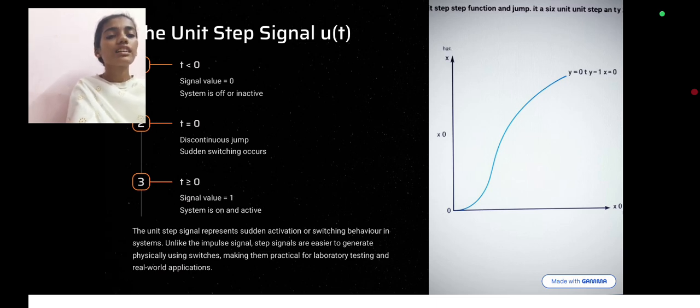Here we can see the unit step signal u of t, where the y axis contains h of t. At t less than 0, the system is off. Here we can see that at t greater than or equal to 0, the system is on, meaning the graph shows that the system is active.